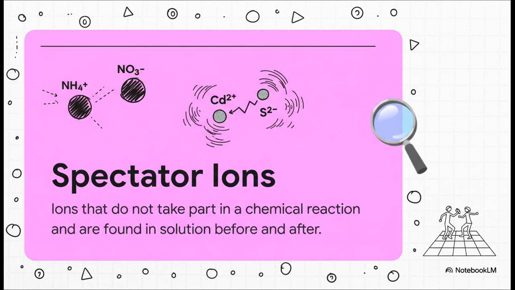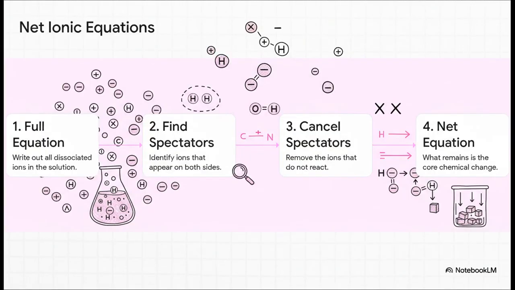But wait, what about those other ions from our experiment? The ammonium and the nitrate? Well, they didn't do anything. They just kind of floated around and watched the whole thing happen. In chemistry, we have a great name for them. Spectator ions. They're at the party, but they're just watching from the sidelines. And since those spectator ions aren't really part of the action, chemists like to simplify the equation to just show what's important. It's a pretty simple process, really. You write everything out, you find the spectators on both sides, you cross them out, and what's left is the real story, the net ionic equation.